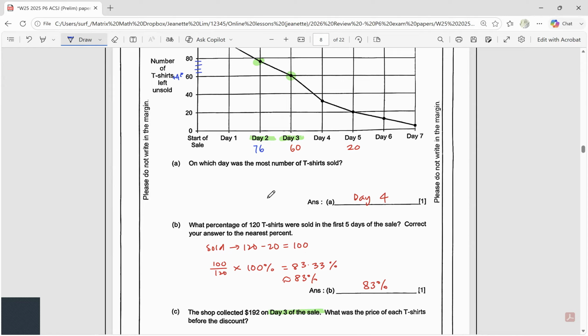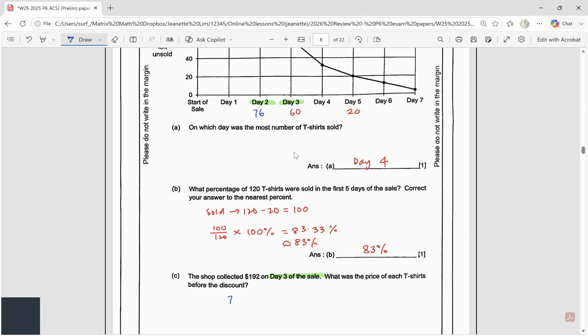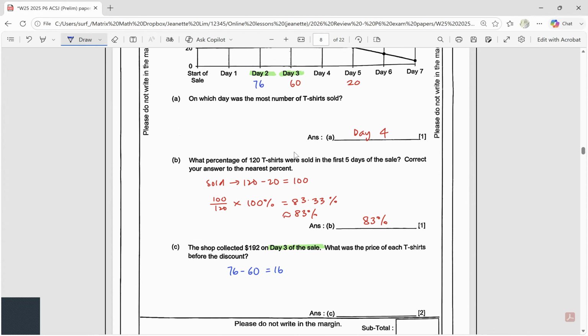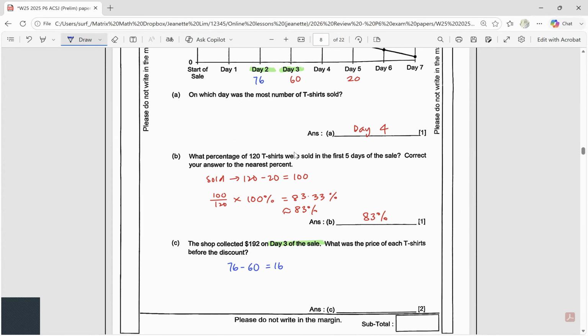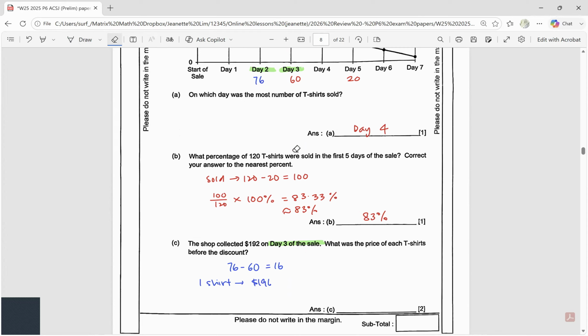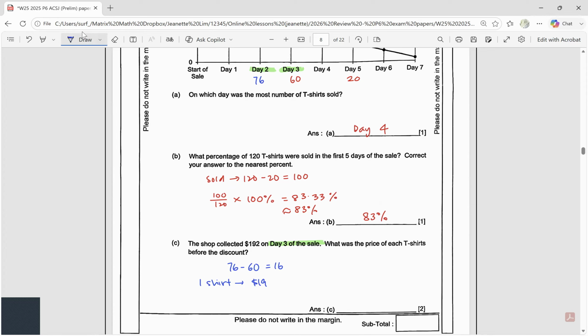If this is 76, how will we solve this question? Day 3 from 76 to 60, there is a total of 16 shirts that were sold and the shop collected $192. So for one shirt, 192 divided by 16. This is $12, but this is after discount.